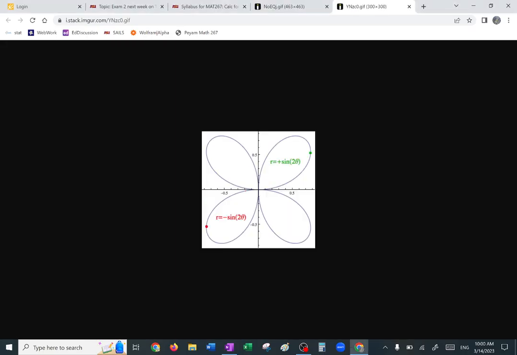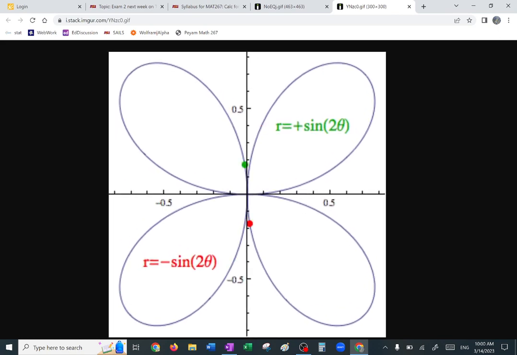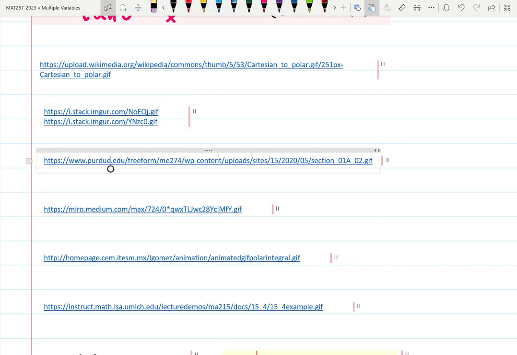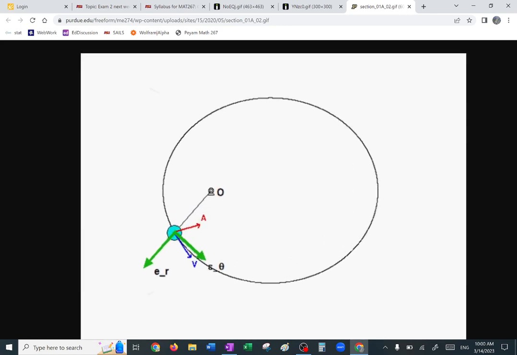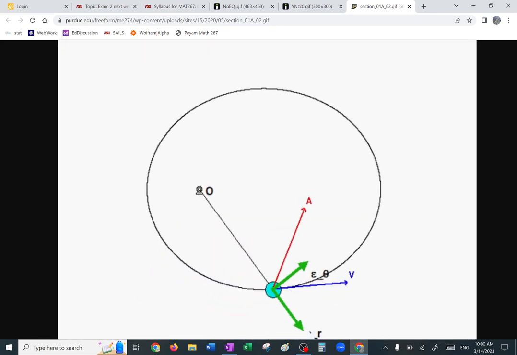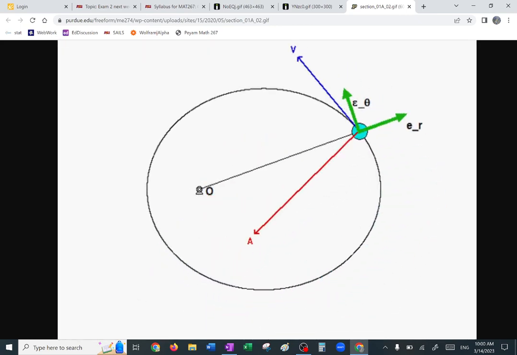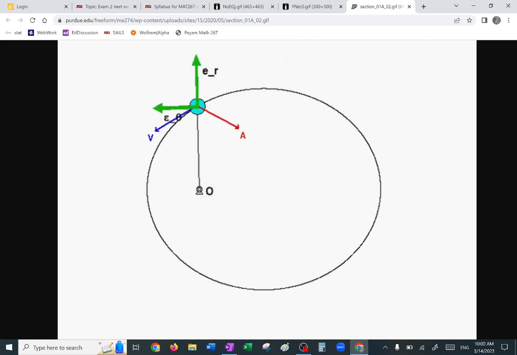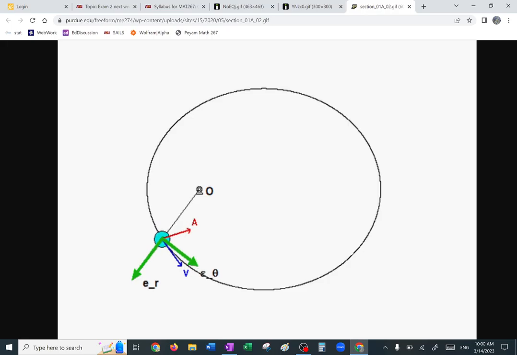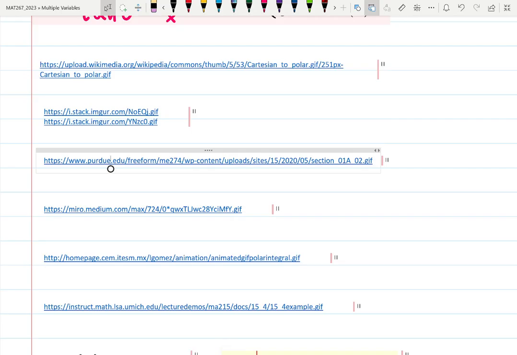Look at that. How cool is that? R equals sine 2 theta and R equals minus sine 2 theta. The roses, they call them roses. Purdue University showed this picture of rotation. We already know those 3 vectors: normal, tangent, B, T and B. But because it's rotational, we also use polar.